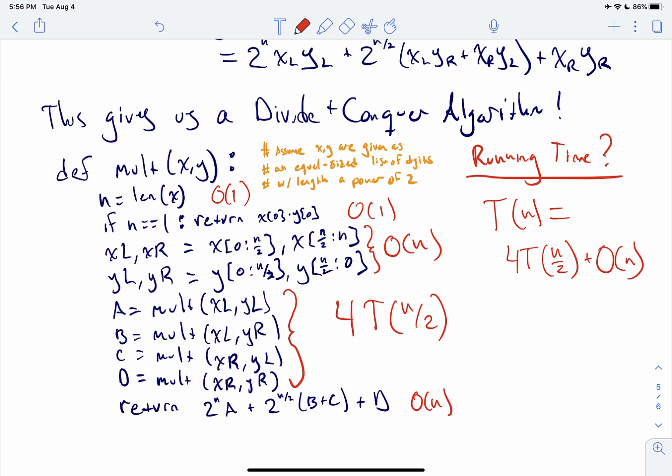The total running time is then T of n equals 4 times T of n over 2 plus O of n. As we're going to see, this means that T of n is actually on the order of n squared. We'll show you why that's true soon.